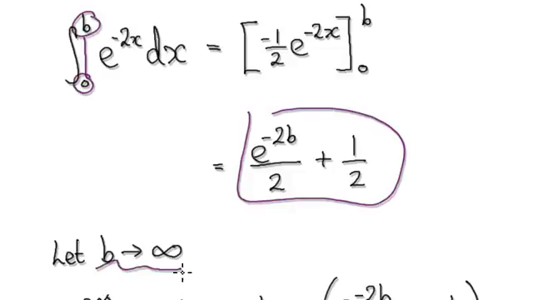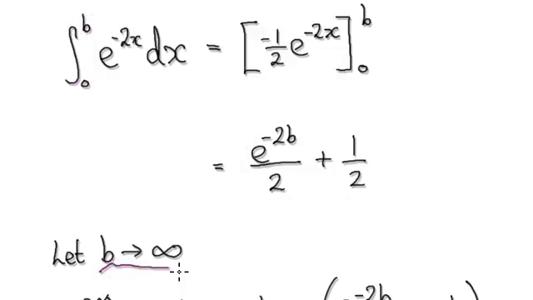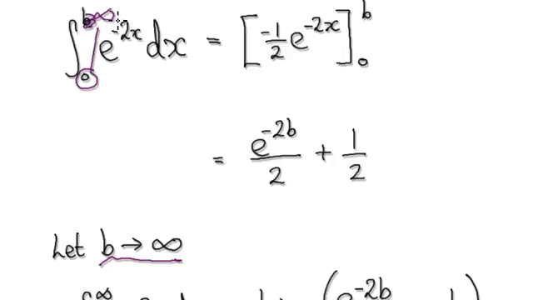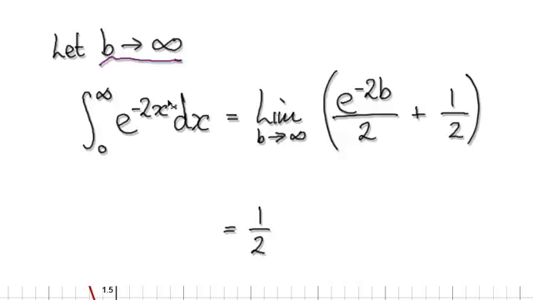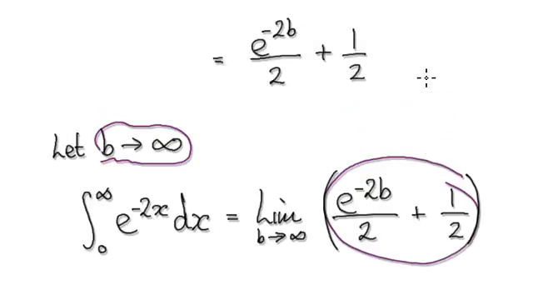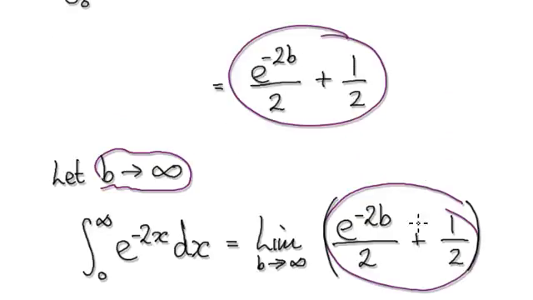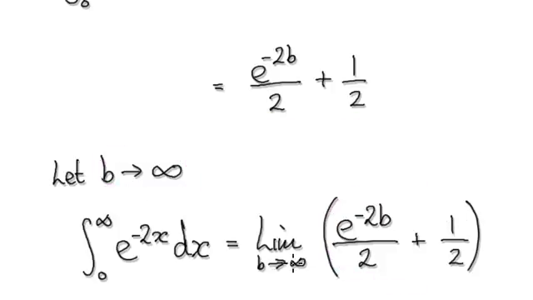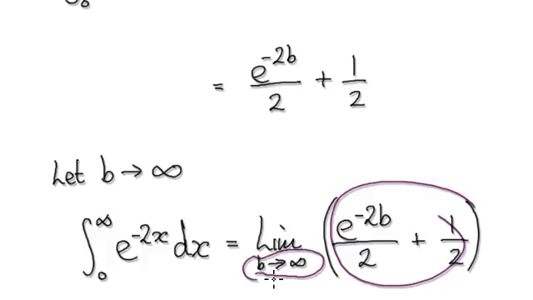But now let b head towards infinity. The minute we let b head towards infinity, we can say we are integrating from 0 to infinity. And remember, we're letting b head towards infinity, so we are really taking the limit of this thing, which is what we had earlier here, as b heads towards infinity.